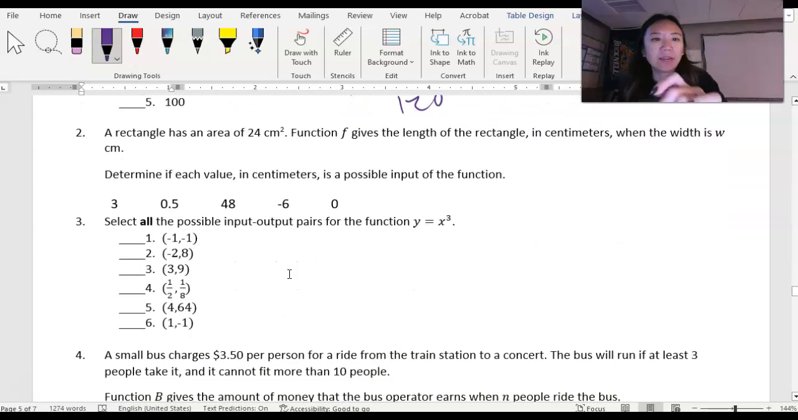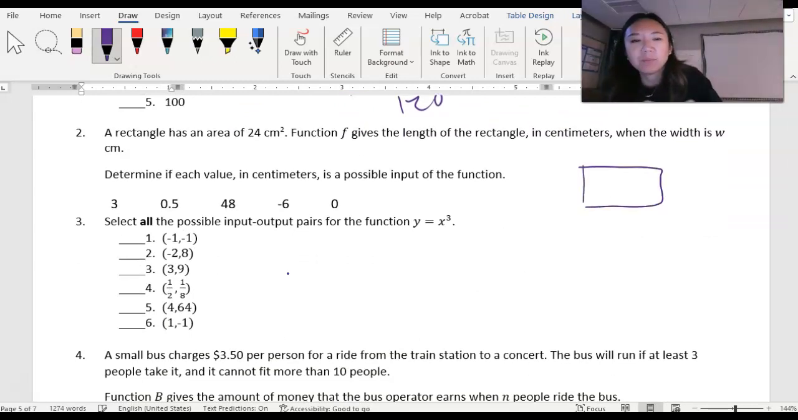A rectangle has an area of 24 square centimeters, so something times something equals 24. Function f gives the length of the rectangle in centimeters when the width is w centimeters. All right, so function f is the length, and then our input is the width. Determine if each value in centimeters is a possible input of the function.